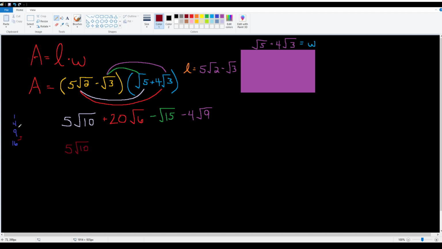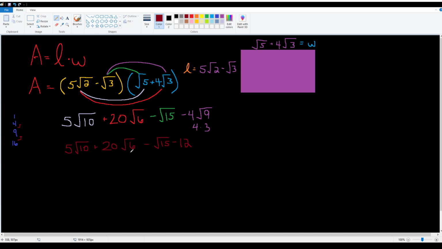I do the same thing with 6. 6 falls here. It also does not have a perfect square factor, so I leave it as 20 radical 6. I do the same thing with 15 and recognize it also doesn't, so minus radical 15. But now here, the square root of 9, that's a perfect square. So this is actually 4 times 3, because the square root of 9 is 3. And when I do that, I get 4 times 3, which gives me 12.